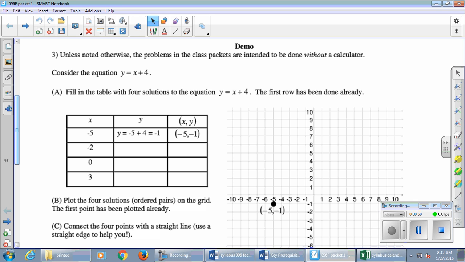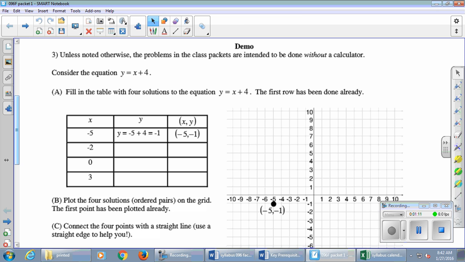Consider the equation y equals x plus 4. Part A says fill in the table with 4 solutions to this equation. First row has been done already. So the table has a column for x's, a column for y's, and then a column for the ordered pair xy together. In the first column, I've just picked some arbitrary x's, so you don't have any choice there.